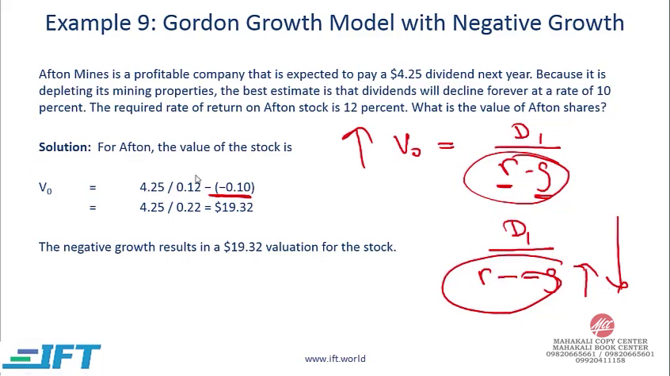So that is demonstrated here. If you have a growth rate of negative 10%, then you plug in minus 0.1 and the denominator overall becomes 0.22, which is a relatively high number, and your value is 19.32. So bottom line is that you can use a negative growth rate in the Gordon growth model. But I'll emphasize the required rate of return still has to be greater than G. And is that the case with a negative growth? Yes, obviously with a negative growth, by definition, this will hold true.